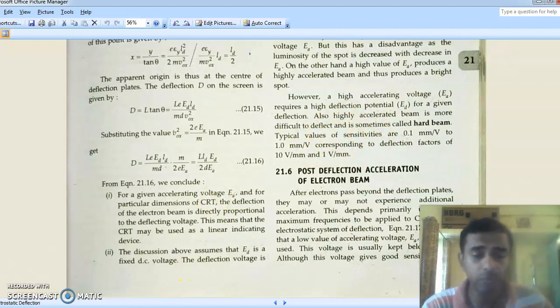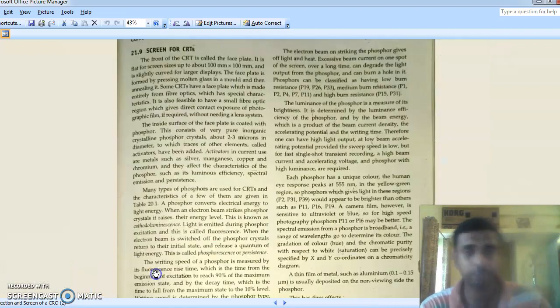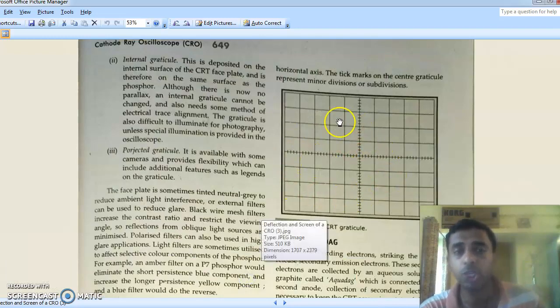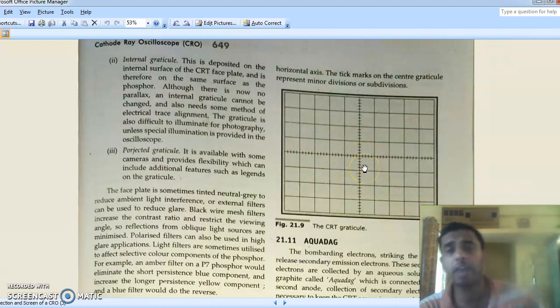Okay, next we are moving to the screen. So what is a screen? See, this is the screen that we are seeing often. This is called a graticule, and on the front you have a face plate, which can be a glass or it can be fiber. Fiber is also possible, and glass is also possible. So the face plate is either made of glass or fiber.